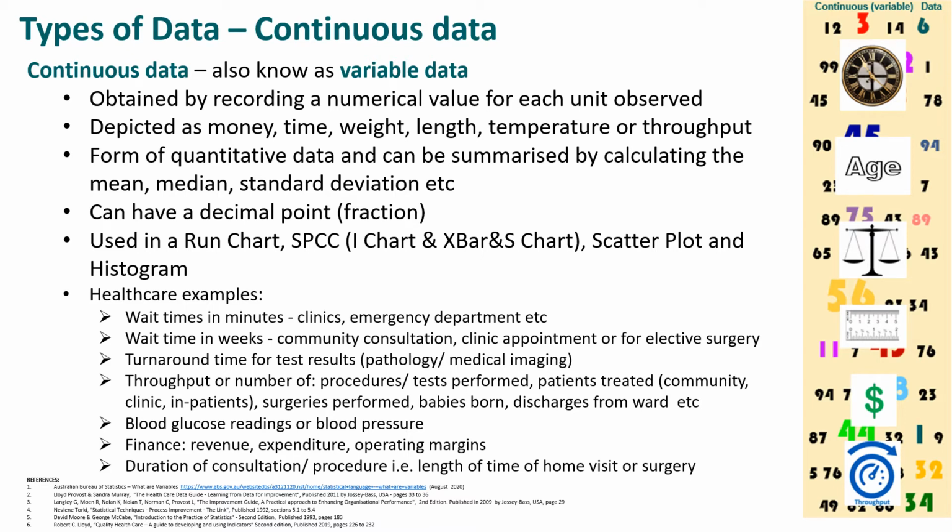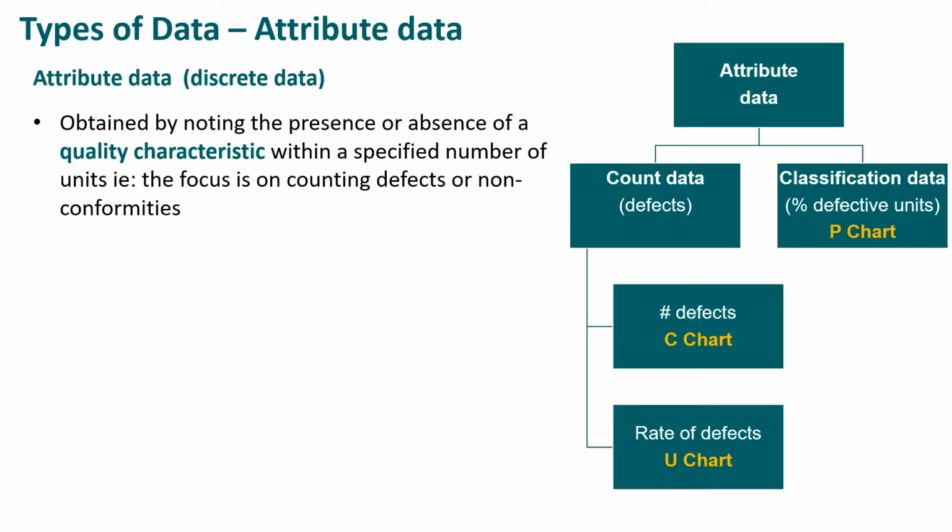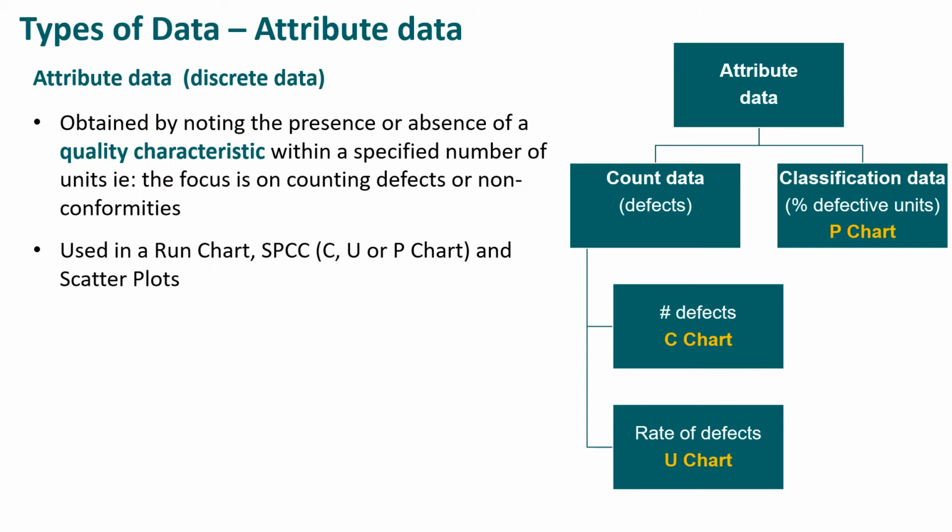And another example might be the duration of a consultation or a procedure, such as the length of time of a home visit or the length of time of a particular surgery. Attribute data, which is also known as discrete data, can be obtained by noting the presence or absence of a quality characteristic within a specified number of units. For example, it's the focus on counting either defects or non-conformities.